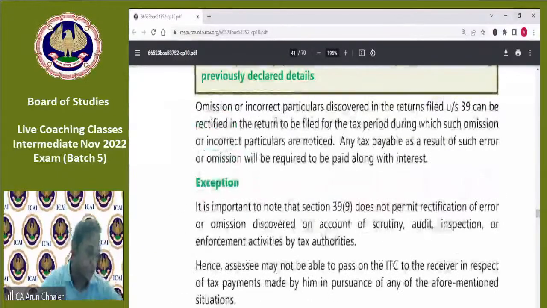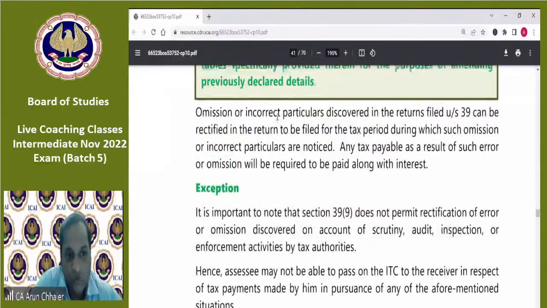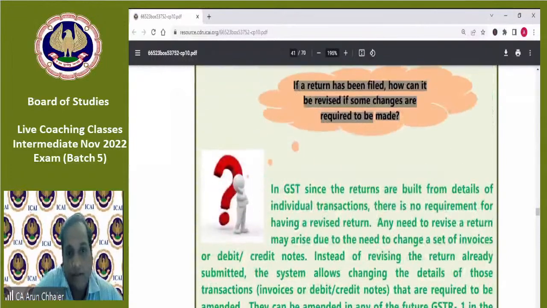Is there still any question? Please ask. So here we are talking about if a return has been filed, how can it be revised if some changes are required to be made? The point is there is no revision possible. Only you can do the amendment. When you file the subsequent return, you can amend the previous period's particular detail.